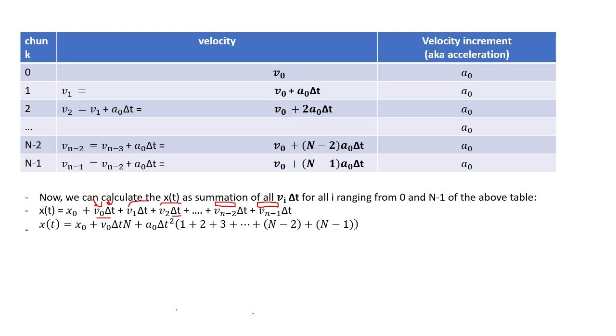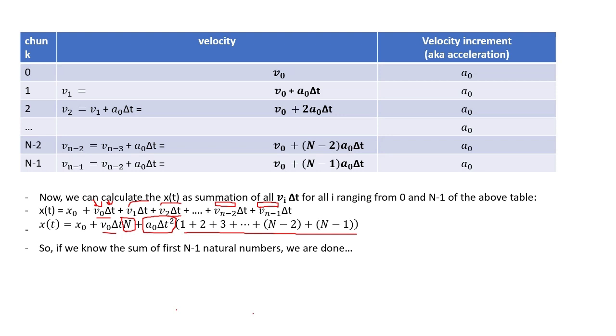Now if we factorize a little bit and take out the common terms, we did a little bit of that when we were looking at the previous slide, right? So a naught delta t square comes out, and we have a summation here, 1 plus 2 plus 3 till n minus 1 terms, and we have v naught delta t, which goes for about n times. So if we know the sum of the first n minus 1 natural numbers, then we are done. We get a closed form to derive this x of t, the position of the particle.